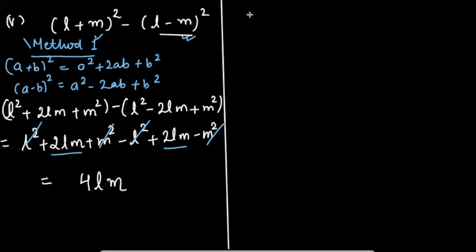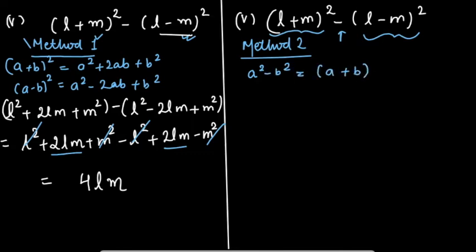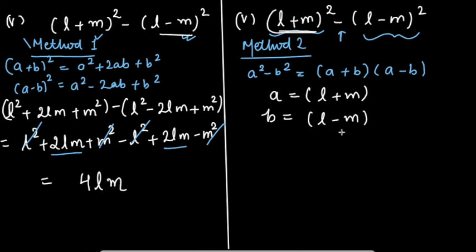Okay, I am going to explain an alternative method for this part, particularly (l + m)² − (l − m)². So if you see the question very carefully, I am going to explain method 2. This is a² − b² form, that is your third identity. The question is already in the form of a² − b², which is (a + b)(a − b). But what is my a here? This complete term is a. So your a is l + m and your b is l − m, right?